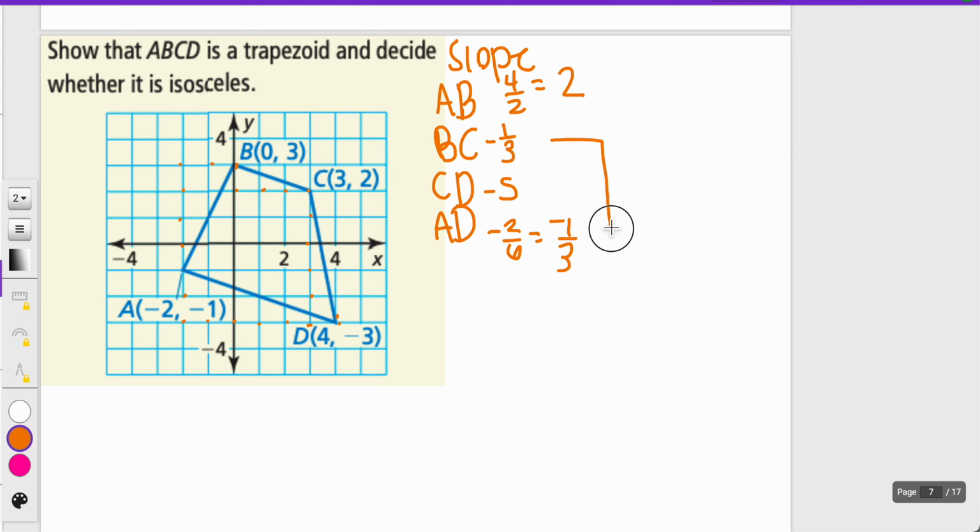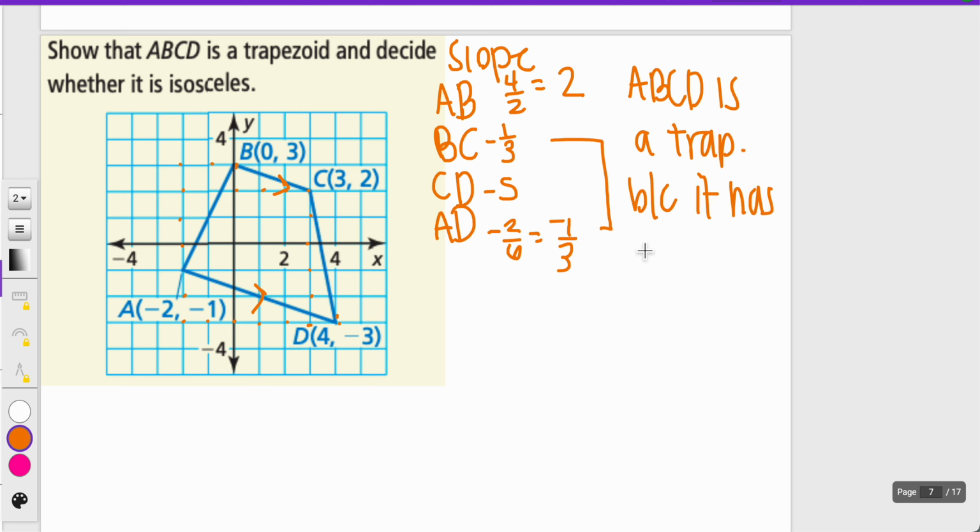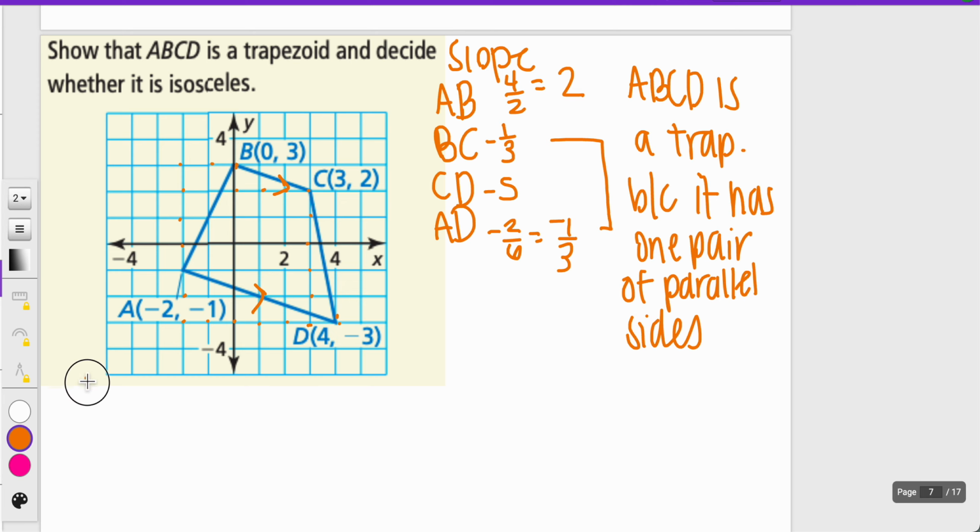So notice that BC and AD are parallel. Because of that, we can say that ABCD is a trapezoid because it has one pair of parallel sides. Then we want to see if it is an isosceles trapezoid, not triangle. So I need to find the distance of the non-base sides, which would be AB and CD.